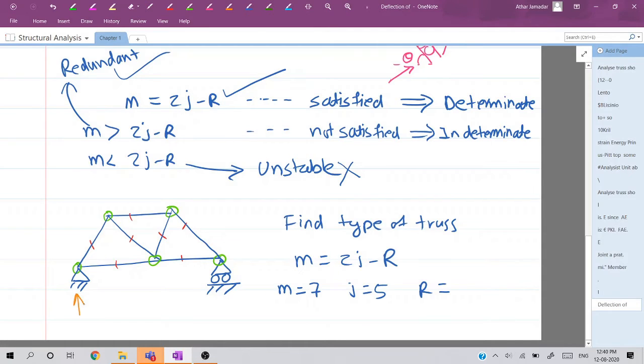At the hinge support there will be one vertical reaction and one horizontal reaction, and at the roller support there will be one vertical reaction. So total number of R is 3. So 2j minus R, that is 2 times 5 minus 3, is going to be 7, which is equal to M. So now we can say that this truss is a determinate truss.